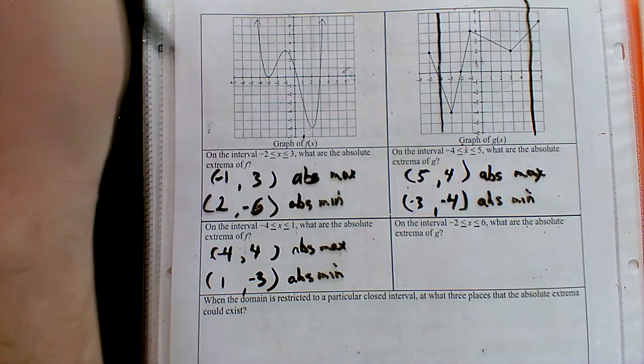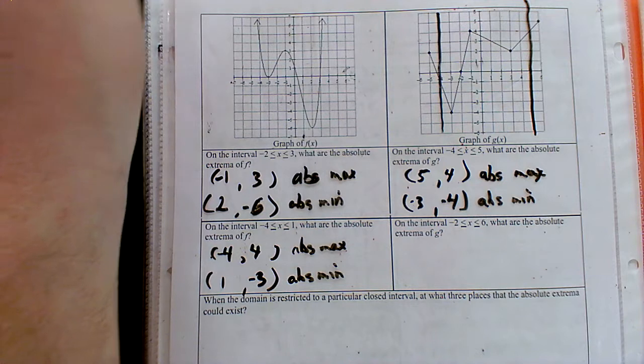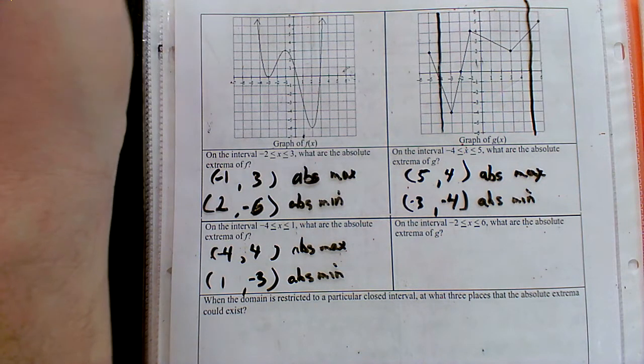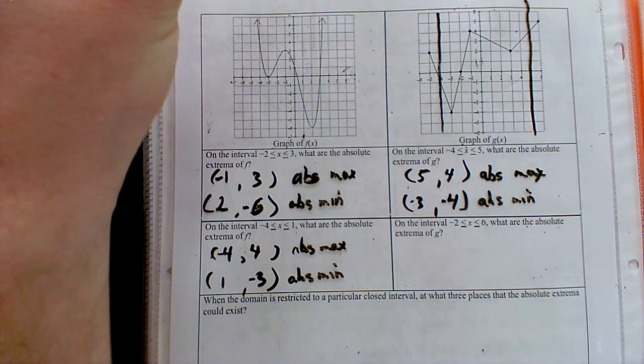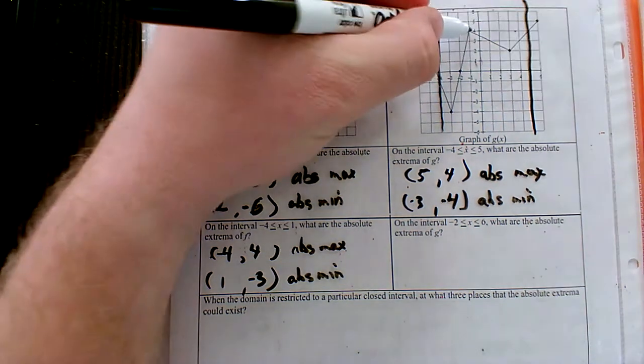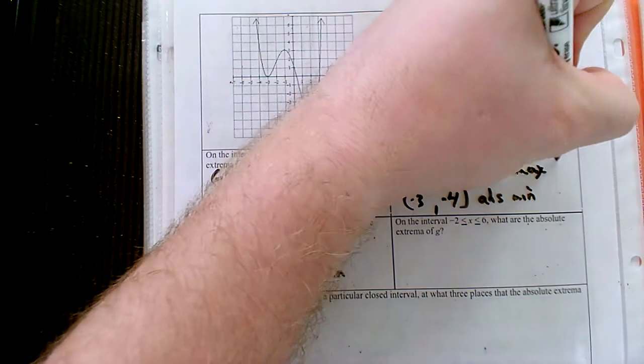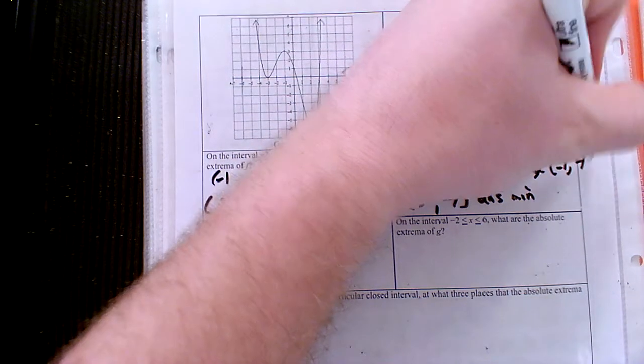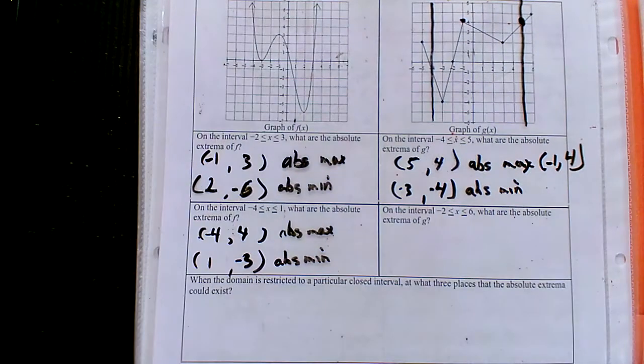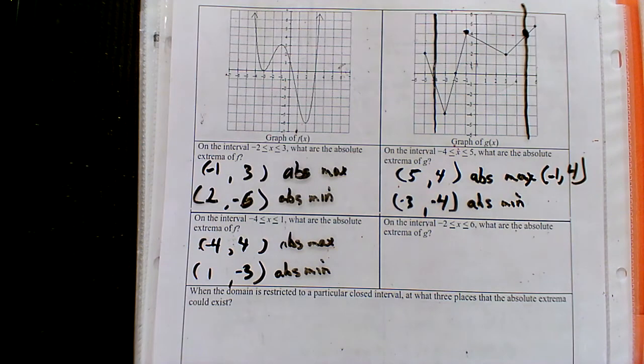But what else do we see? Go ahead, Dan. The 4 is also reached at negative 1. Yeah, on this interval, we can see there's two values where that's reached. There's a max there and a max there. They're at the same height, so we're actually going to list both of them. Negative 1, comma 4 and 5, comma 4. They're both the absolute max. They're both at the highest point. Very good.